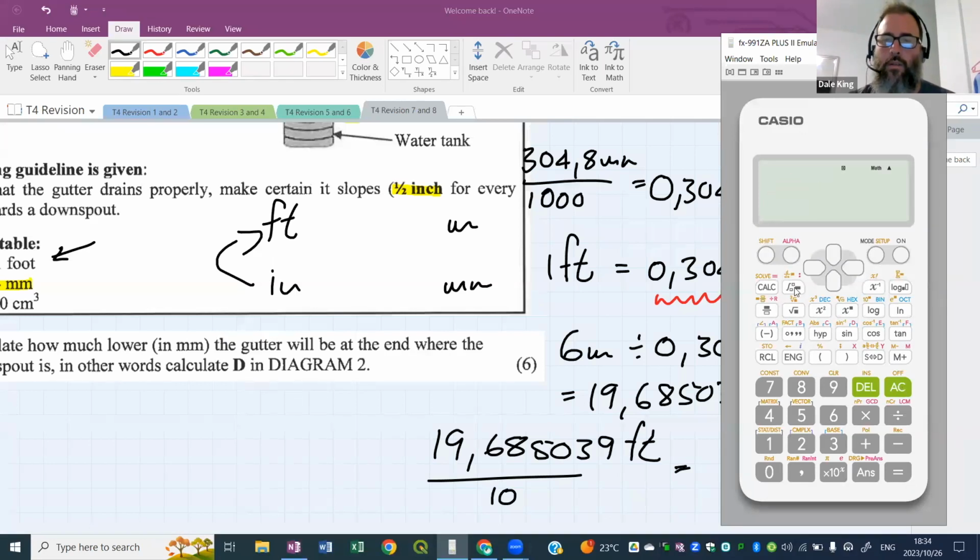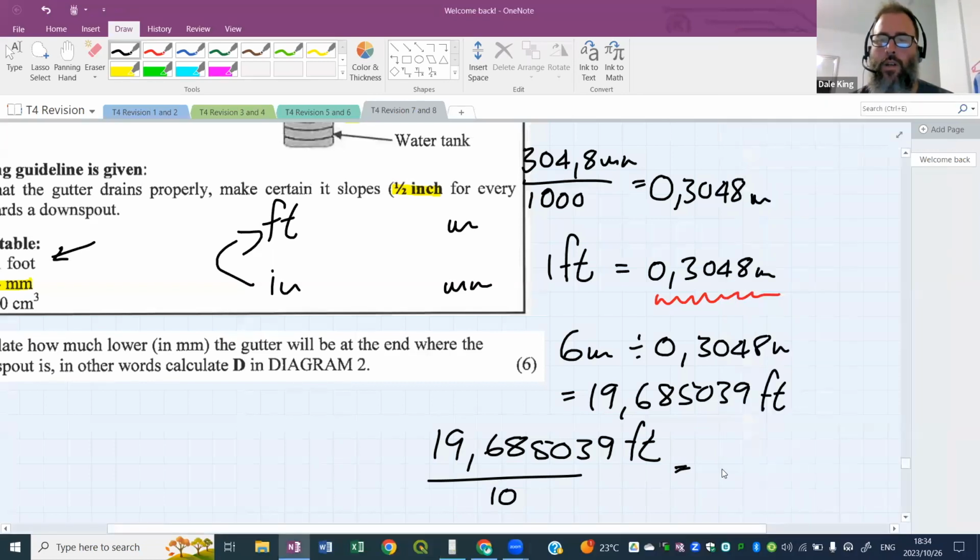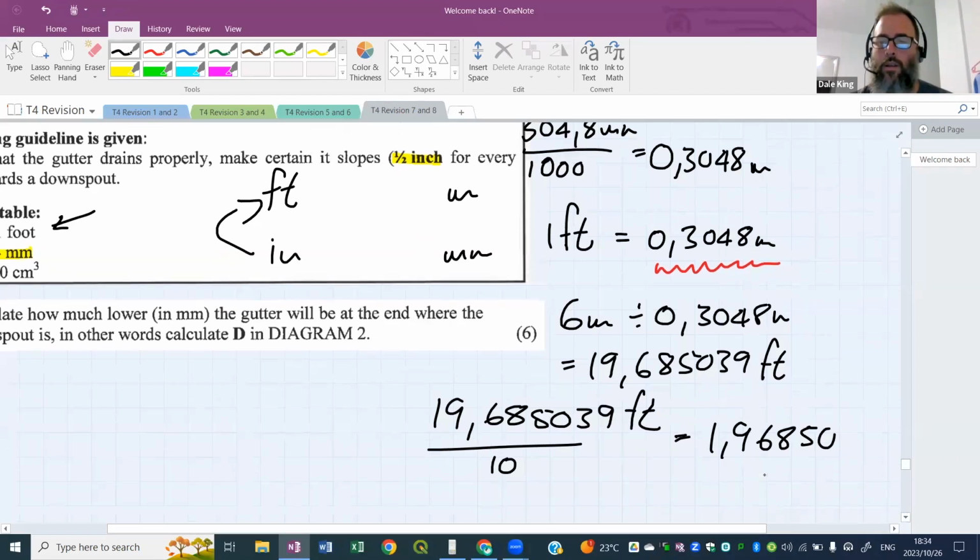So I'm going to say, how many 10 feet sections do I have in 19.68 something? I need to divide by 10. 1.9685039. I'll leave it like that. I'm not going to round off yet. It's not the end of the question.